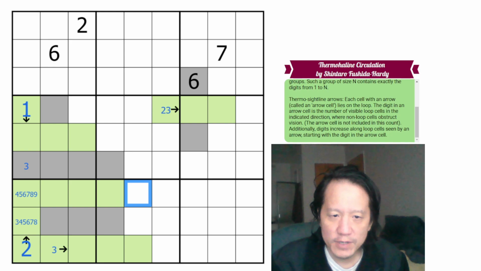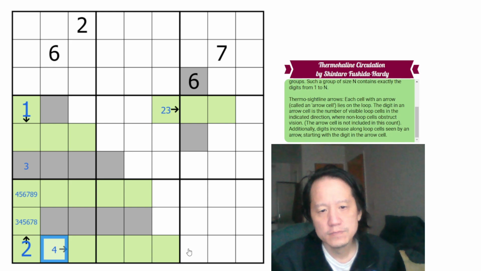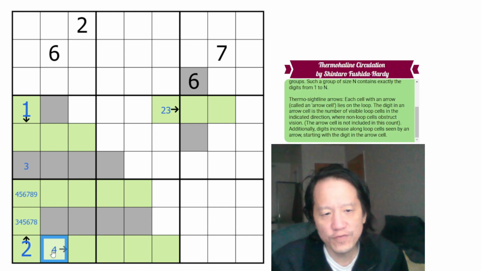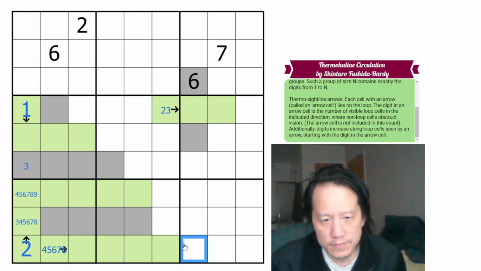Therefore, this one must go this way. Since that's the case, it cannot connect this way, so this is not on the loop. Therefore, this must go at least this way, which means this can't be 3. This is at least 4. So this is 4, 5, 6, 7, 8, right? It could contain all of those.